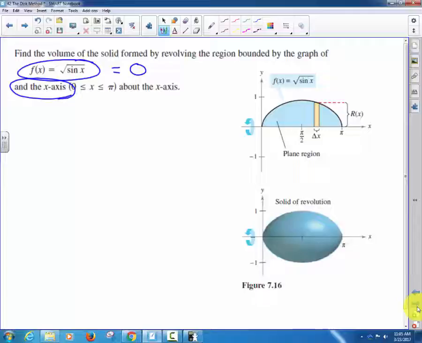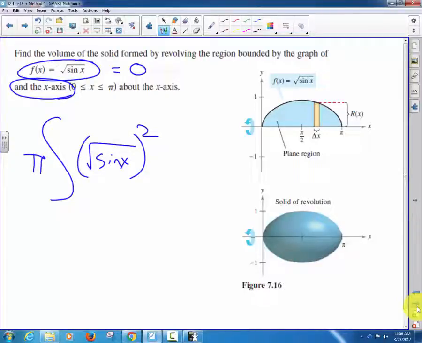So, what's going to be my integral for this? Somebody. Pi. Somebody else. Jordan told us the easy part. Square root of sine x squared. All right. Jared's in. Somebody else? 0 to pi, pi to 0. All right. Somebody else? Anything else? dx. Boom. You integrate that, and you're going to get whatever the volume of this is down here.